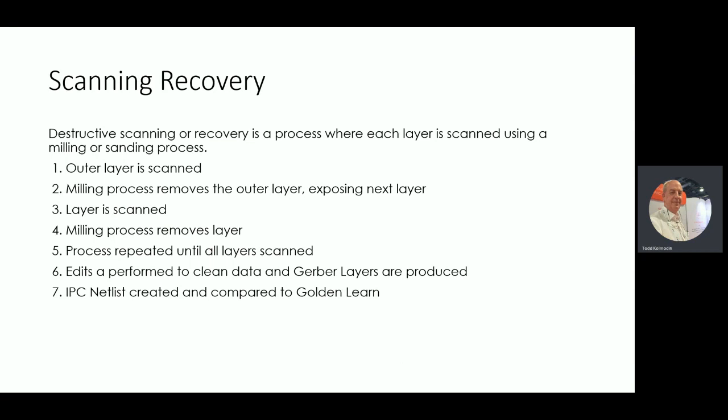Where we change the idea here is that we now take a milling process and we actually mill down on that first layer until we expose the second layer. And once that second layer is exposed, we do the scan once again. So we create the second layer, and we repeat the process through the different layers until we have all of the photo tool layers created.